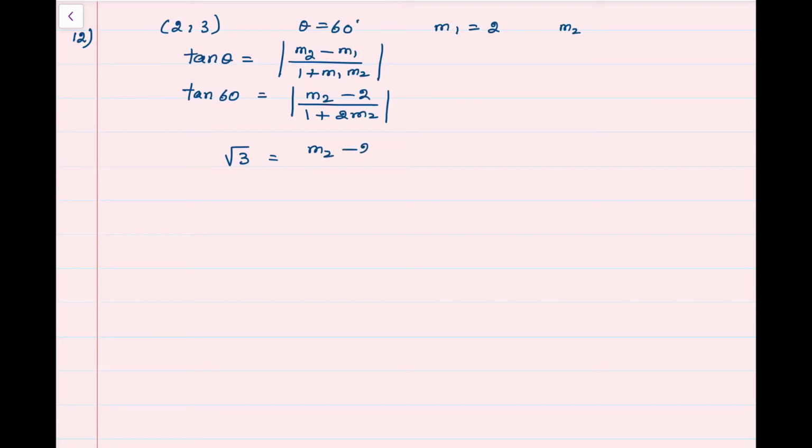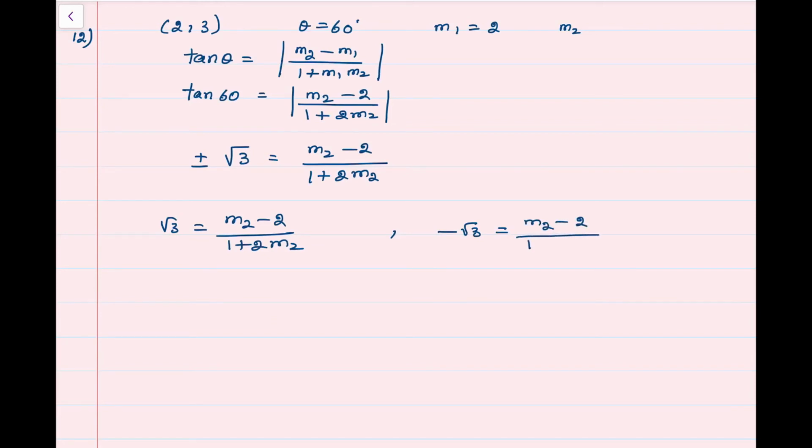m2 minus 2 divided by 1 plus 2 m2. To remove the absolute value sign, we will write plus or minus on the left hand side. We have two equations to solve. Plus root 3 equal to m2 minus 2 divided by 1 plus 2 m2. And the other equation is minus root 3 is equal to m2 minus 2 divided by 1 plus 2 m2.